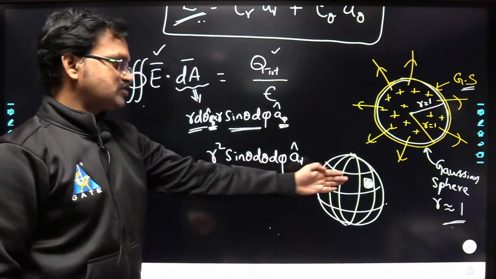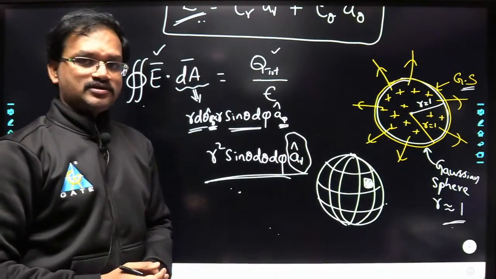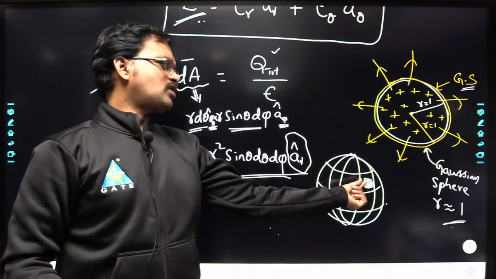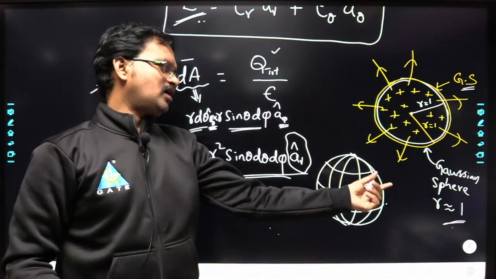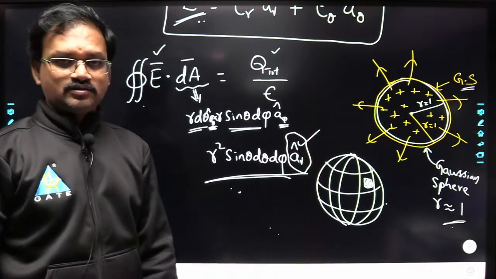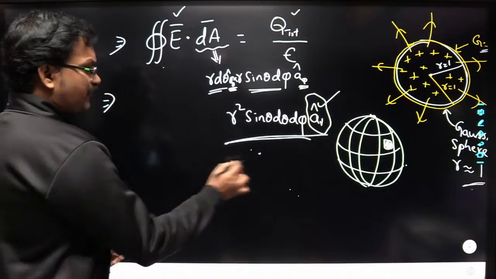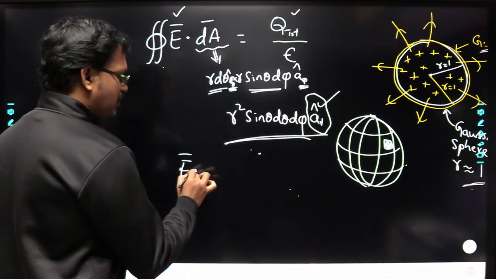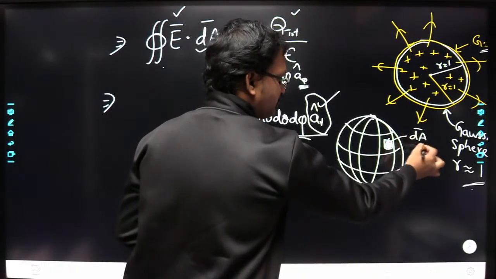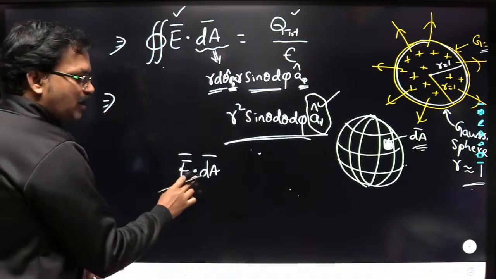What is the direction of this small differential area? It points along a r cap. That means if you draw the normal on any small differential area on the surface of the sphere, it points along the radial direction, a r cap. So the flux through this small differential area dA bar is E bar dot dA bar.